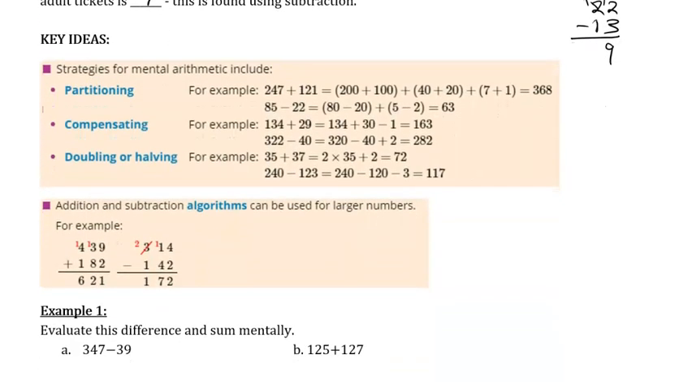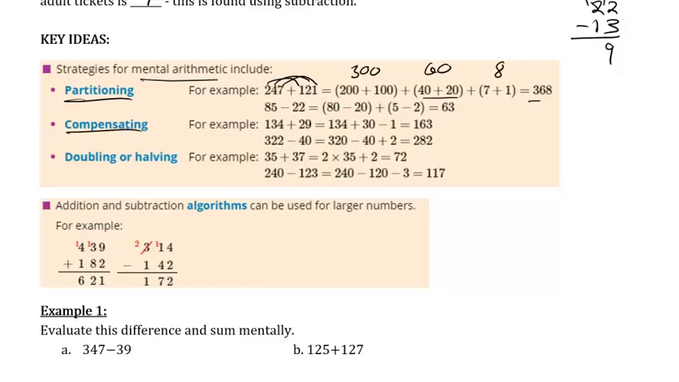That's how far apart they are. So some of the strategies we can use for mental arithmetic, so we can do this really fast, is we can use partitioning. And this is where we take out the hundreds and add them together, 200 plus 100, the tens, so 40 plus 20, and the units are the ones, and that gives us our answer. So that would give us 340, 67, plus 1 is 8.